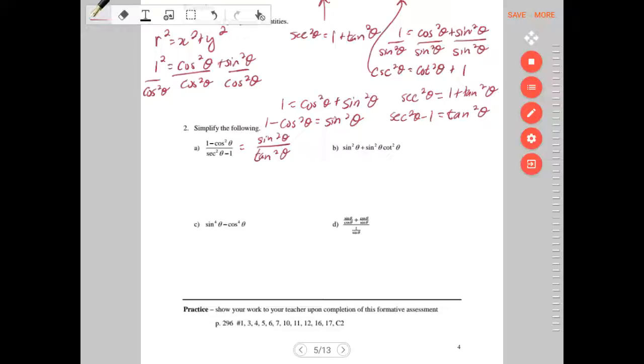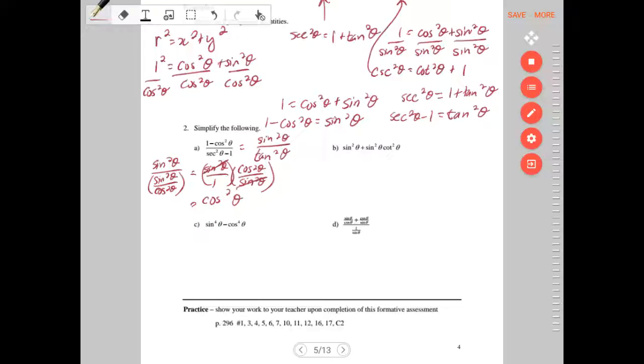Okay, great. Now I'm going to change my tan squared into sine and cosine. So that gives me sine squared theta over sine squared theta divided by cos squared theta. Flip and multiply. So sine squared theta over 1 times cos squared theta over sine squared theta. Sine squareds cancel, and we're left with cos squared theta as the final answer.